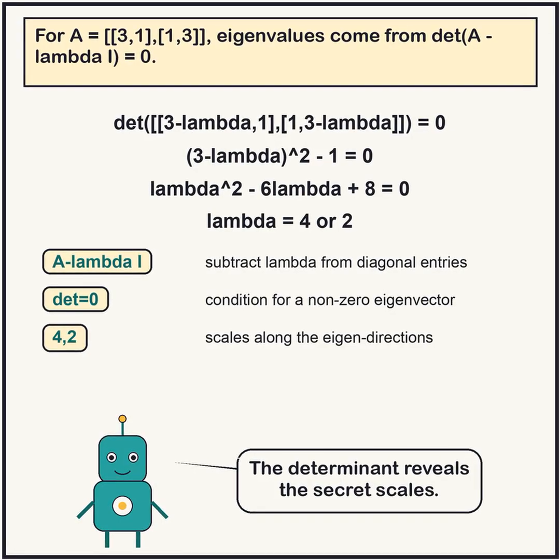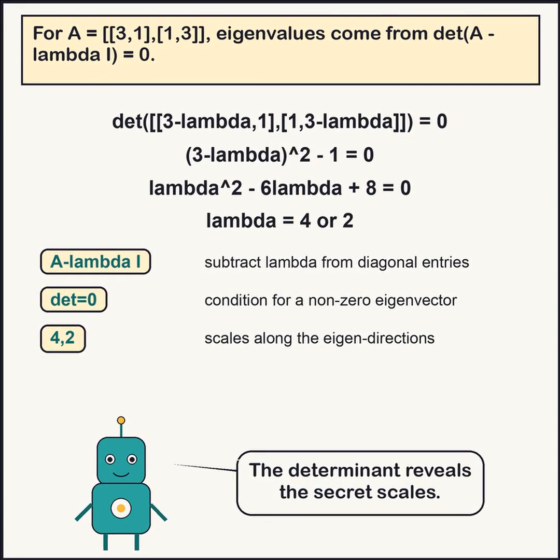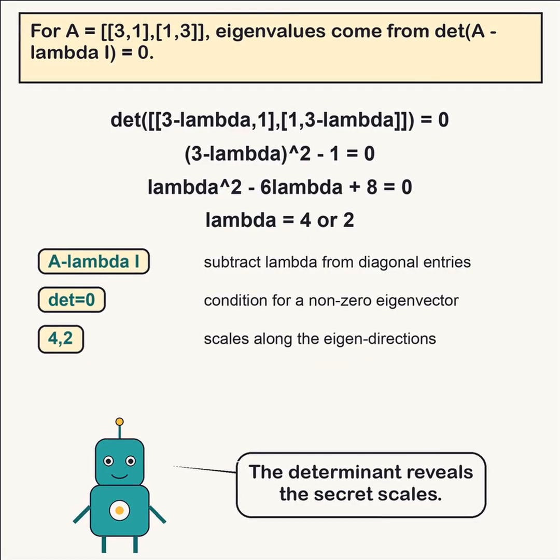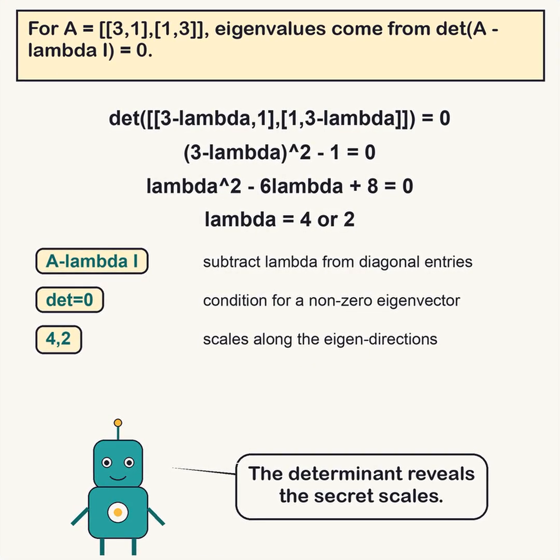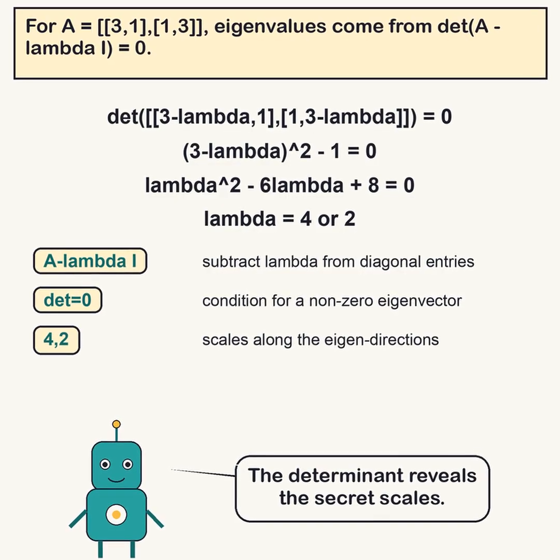For the 2x2 example, subtract lambda from the diagonal and set the determinant to 0. Solving the quadratic gives eigenvalues 4 and 2. Real-world analogy.